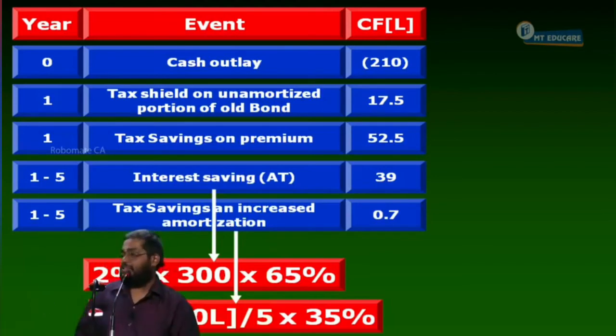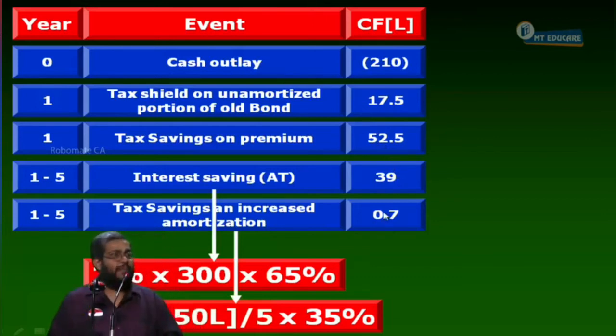Now, all these are the benefits of going for the redemption, and the initial investment is 210 lakh. Can I say 210 minus 17.5 minus 52.5 into 5 minus 39 into 5 minus 0.7 gives you NPV? True or false? False. Time value of money prevents me from what? Adding or subtracting. I should discount. Everybody, are you following up to this or not?